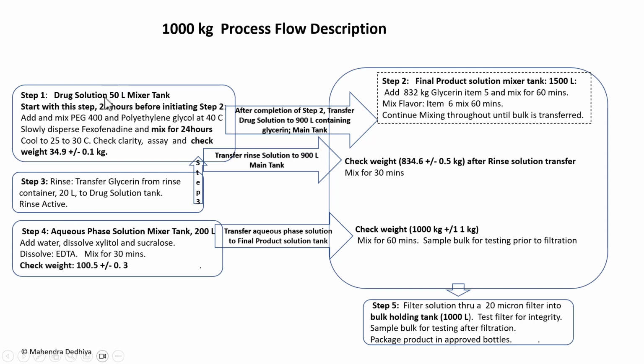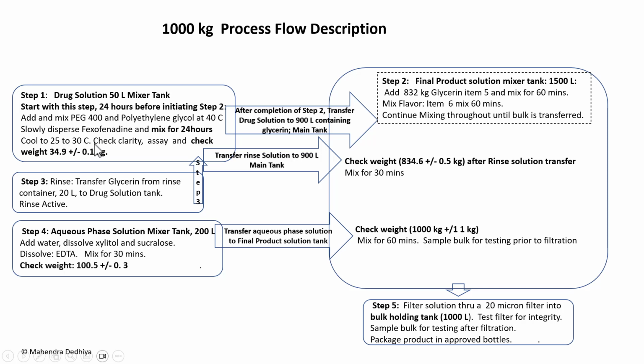Start this step 24 hours before initiating step 2, because it is mixed for 24 hours. So we add and mix PEG, polyethylene glycol. Now these are waxy materials, so it's good to heat that to about 40 degrees if acceptable based on the pre-formulation study. We'll slowly disperse hexafenadine into the mix. Mixing, no vortex, and mixing will continue for 24 hours. Cool this to 25 to 30 degrees.